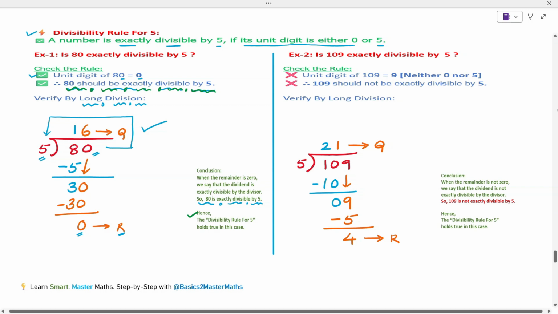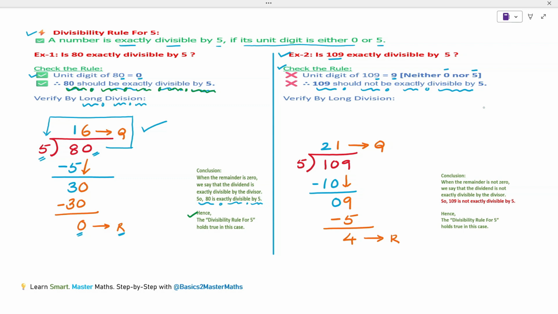Let us move on to another example. Is 109 exactly divisible by 5? Check the rule. The unit digit of 109 is 9, which is neither 0 nor 5. Therefore, according to the divisibility rule for 5, 109 should not be exactly divisible by 5.